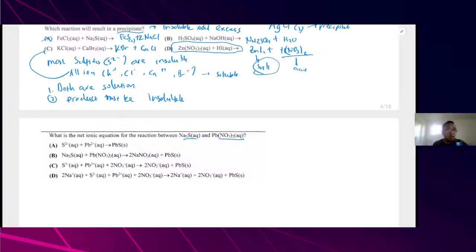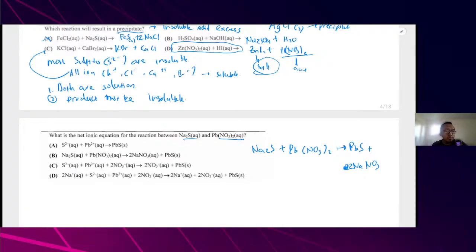So let's decode the reaction first. Write the complete equation first: Na2S plus Pb(NO3)2, but remember, you need to write down the subscripts. Then it will be PbS, and then 2NaNO3.